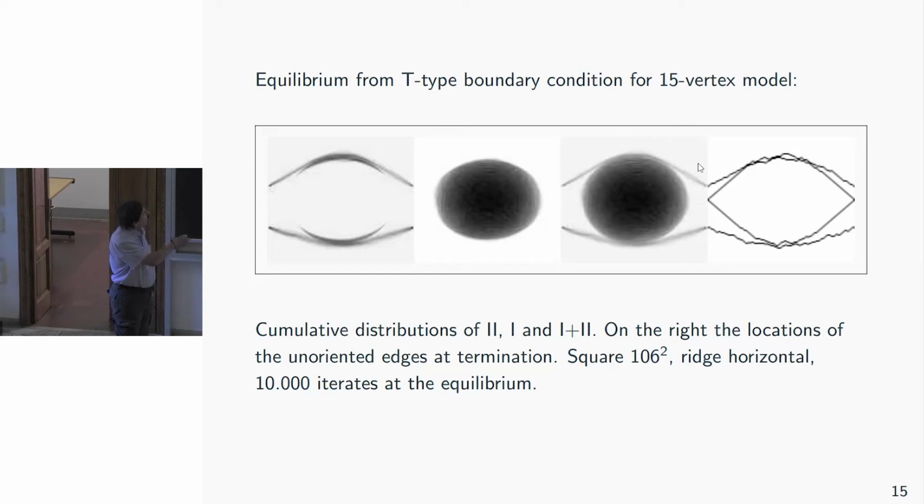And then this blob, which is the same as the blob that you see in the 6-vertex model, starts forming in the center there. This last picture in here is actually where the actual unoriented ribbons are at the end of this equilibrium run. So this is a snapshot. These are cumulative plots, these three in here, like I said in here somewhere. And this is a snapshot of one instant at the end of the run.